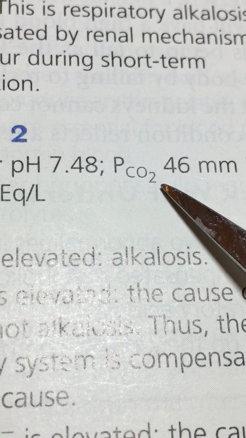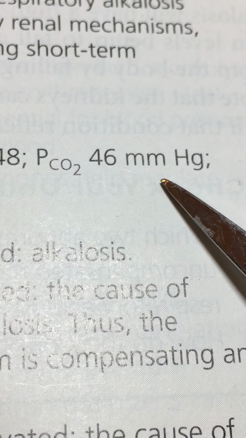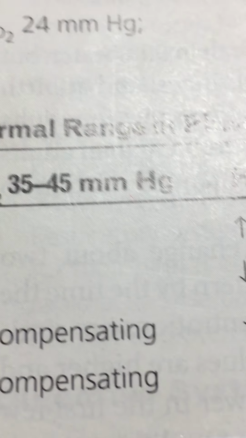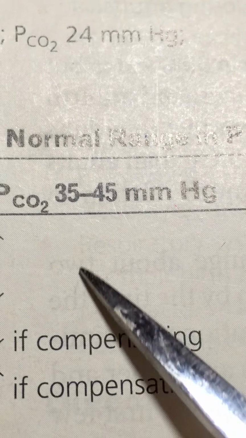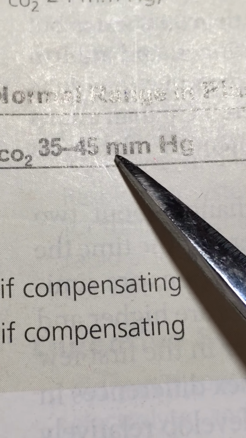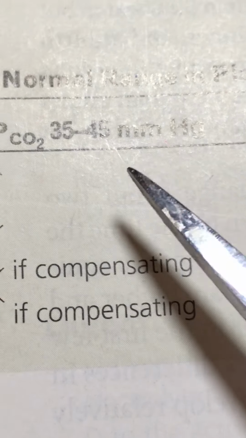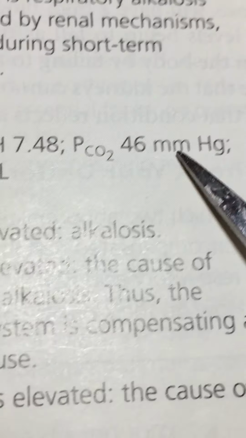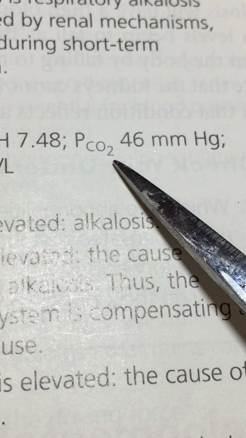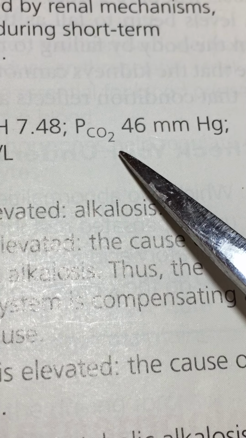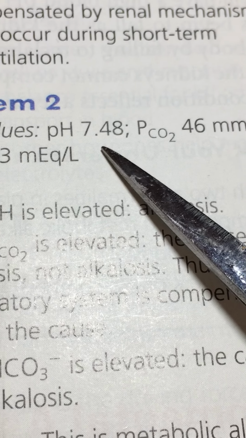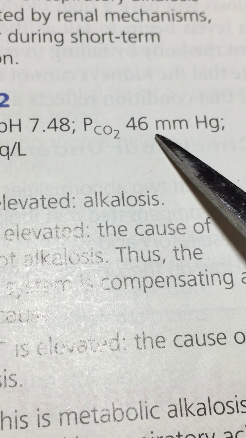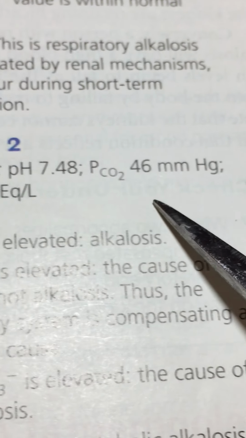Okay, and we have a partial pressure of CO2. Actually, it's high. Let's take a look at that. What is normal here for CO2? Normal CO2 is 35 to 45, so 46 millimeters is just a touch high. But it turns out that CO2 contributes to acidity, not to alkalinity. This is alkalinity over here, and this is acidity. So that cannot be a cause. It could be a compensation, but not a cause.